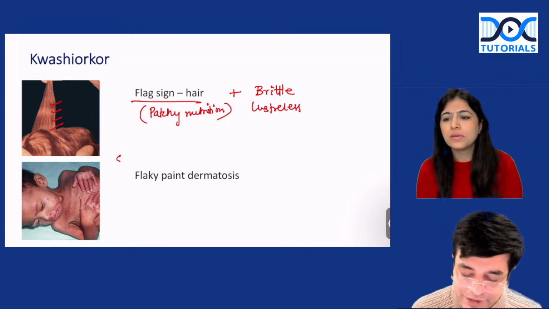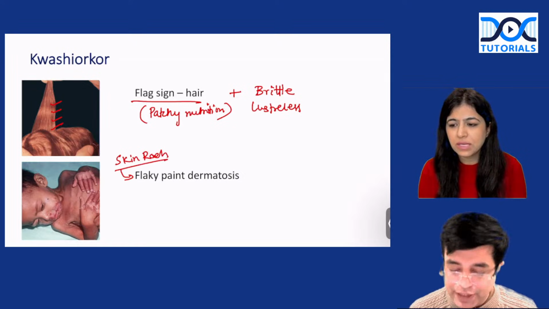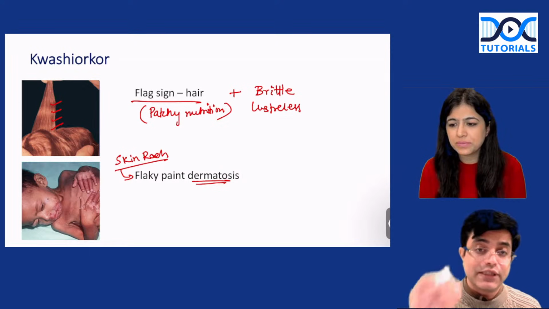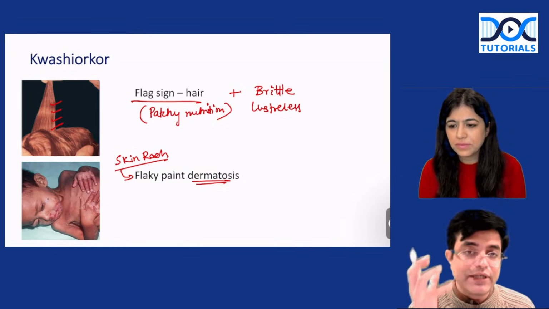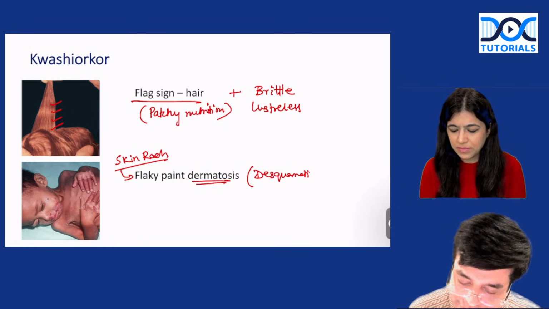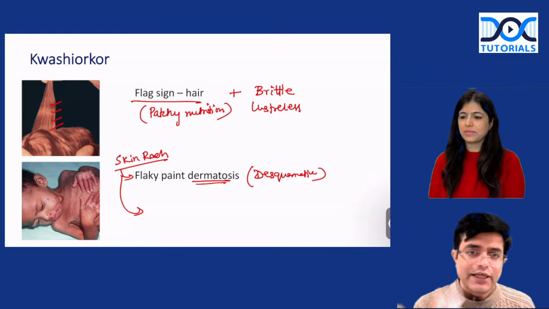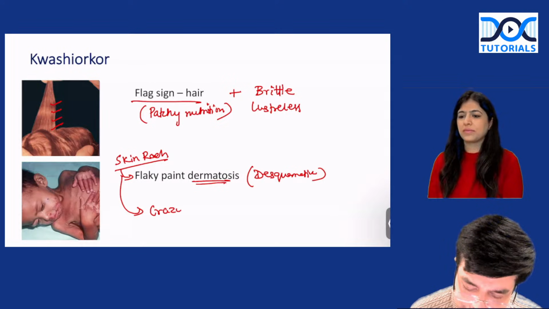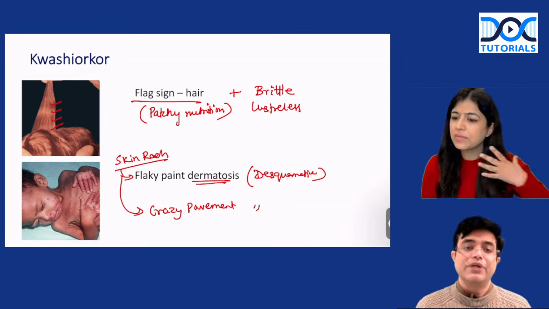Plus, they will have skin rash. What kind of skin rash? The most common skin rash is flaky paint dermatitis. Just like old paint gets flaky and peels off, similarly the skin of these children is shed off. You can call it desquamation, or desquamative rash is seen in these patients. Another type of skin rash, less common, with pigmentary changes and uneven texture: you can see crazy pavement dermatitis or crazy pavement dermatosis also in these patients.